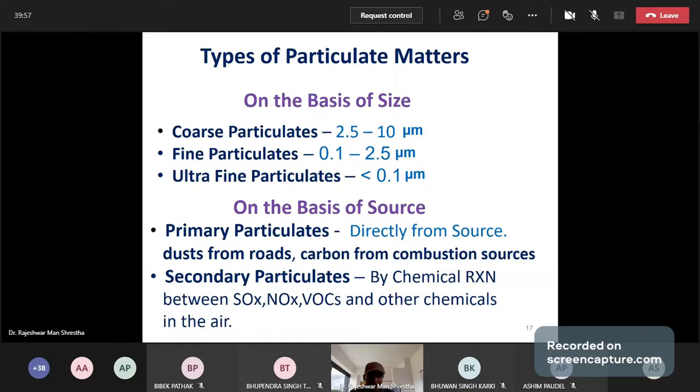Secondary particulate matter is released into the atmosphere by chemical reactions between primary particulate matter and other chemicals like SOx gas, NOx gas, and volatile organic compounds. They are not released directly into the atmosphere. They form in the atmosphere by chemical reactions between oxides of sulfur, nitrogen, volatile organic compounds, and other chemicals.